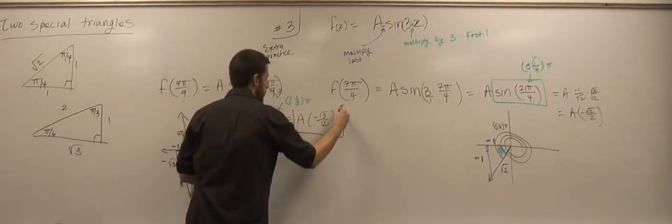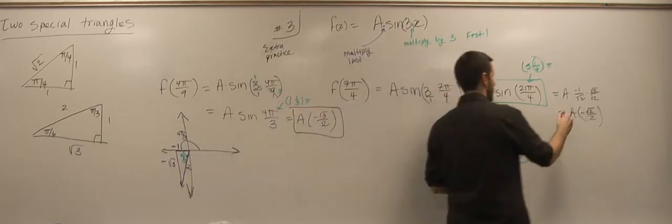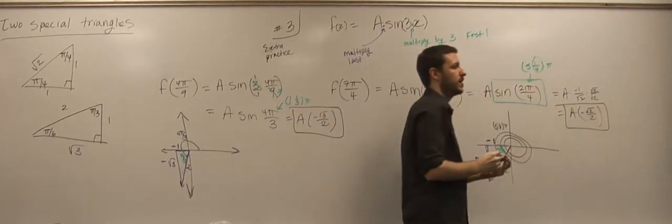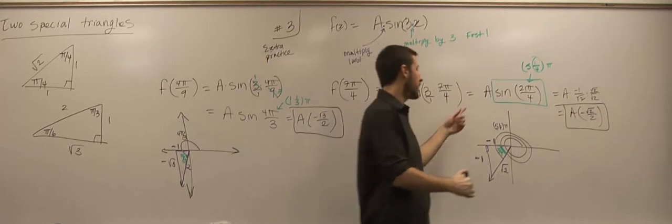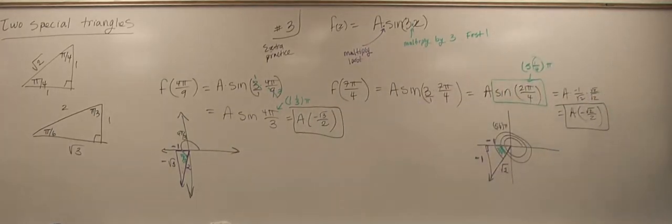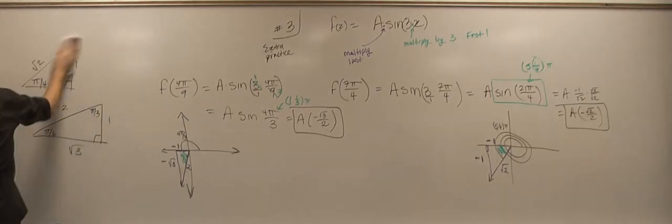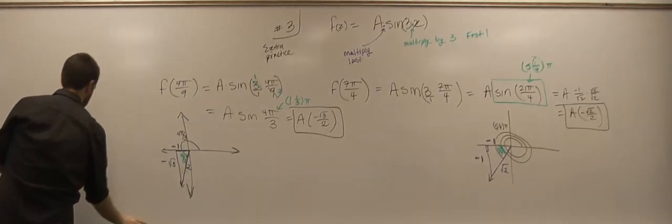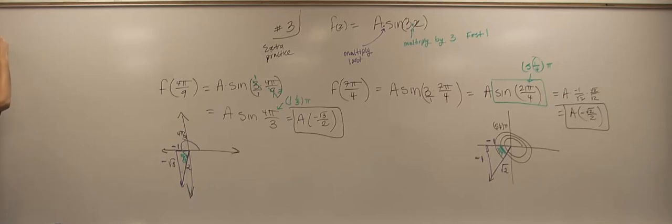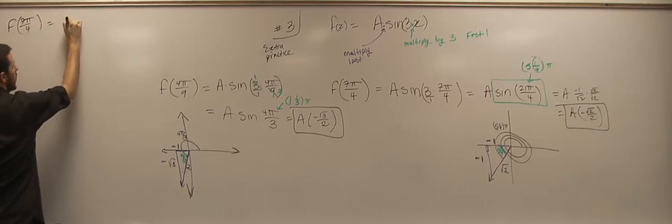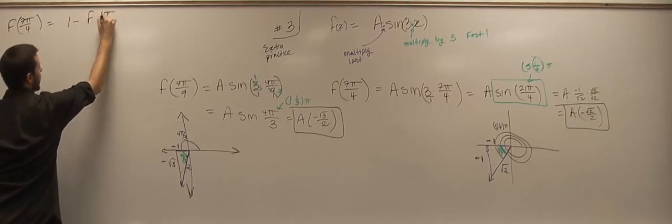But now what do I want to do with these two results that I got? Plug them into this equation. Plug in f of 7 pi over 4 here and f of 4 pi over 9 here, and then solve for a. So I want to solve for a in the equation f of 7 pi over 4 equals 1 minus f of 4 pi over 9.